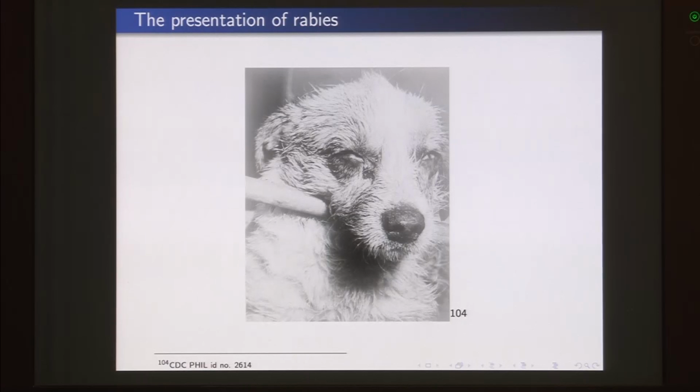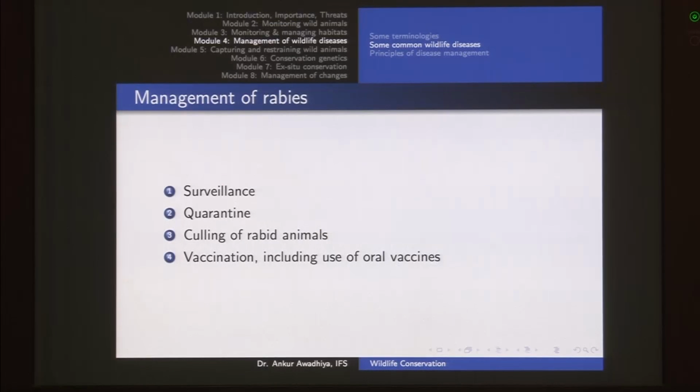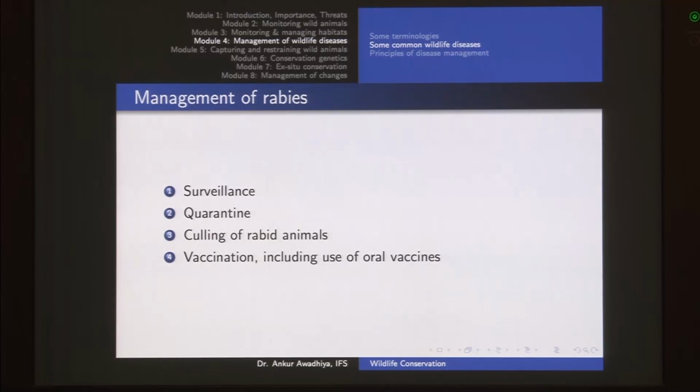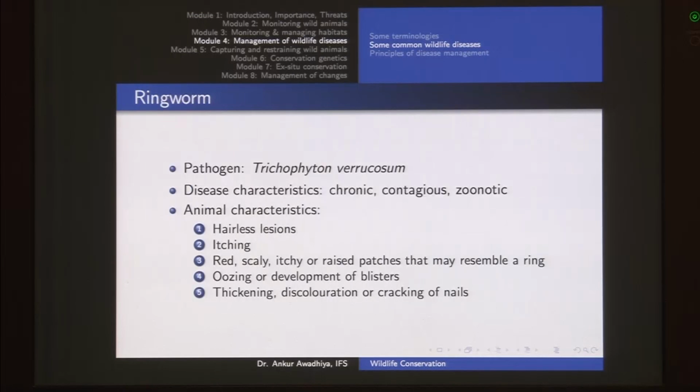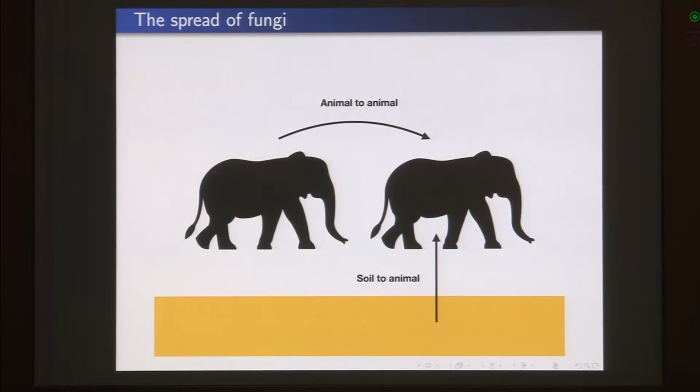And in this case, this is how an animal would look, and there are a number of animals that can act as host for this virus, and management includes, besides other things, vaccination through the use of oral vaccines in the case of wildlife. Next we had a look at fungal infection called ringworm. It results in itchy patches, and then this can spread from animal to animal, and this can also spread from the soil to the animal.